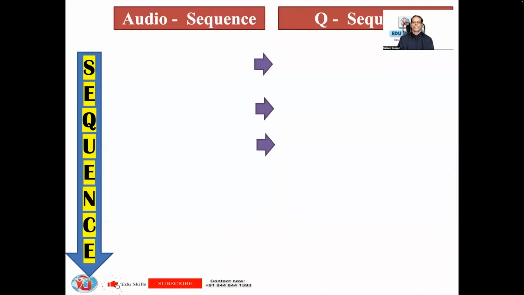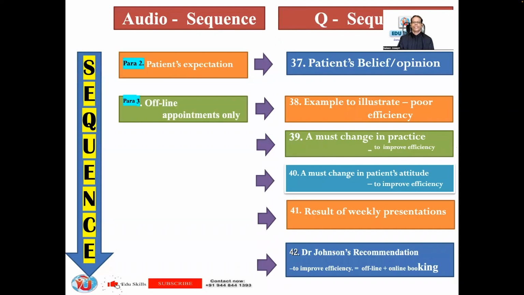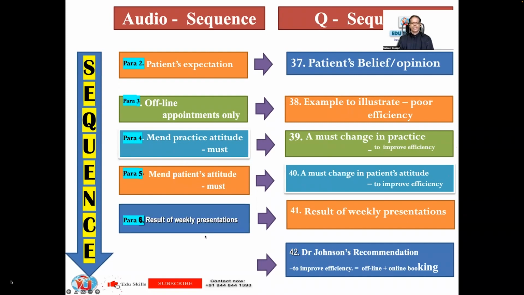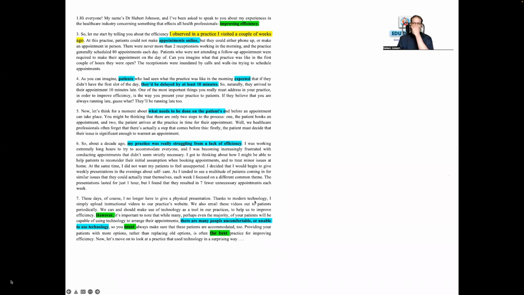Now, audio sequence and question sequence. See, these are the question sequence and the corresponding audio sequence is this. Patient's belief, opinion is the question, patient's expectation in the audio. Example to illustrate poor efficiency, offline appointments only will result in poor efficiency. Para 4 speaks of a must change in practice, meaning practice attitude, must. Again, must change in patient's attitude. Practice attitude and patient's attitude. Practice means health professionals. Result of weekly presentations, online and offline appointments, Dr. Johnson's recommendation. This is how you have to write down these things.